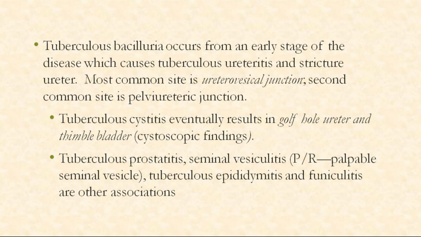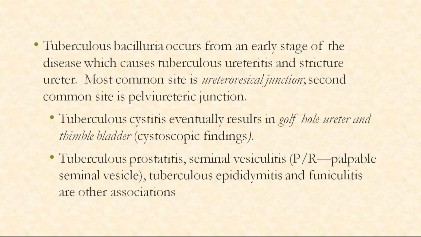The most common site of stricture in the ureter is the ureterovesical junction. That means where the ureter enters the bladder, that is the site where obstruction can occur. That is stricture. The other common site is the pelviureteric junction. So the common site of ureteric stricture is the pelviureteric junction.